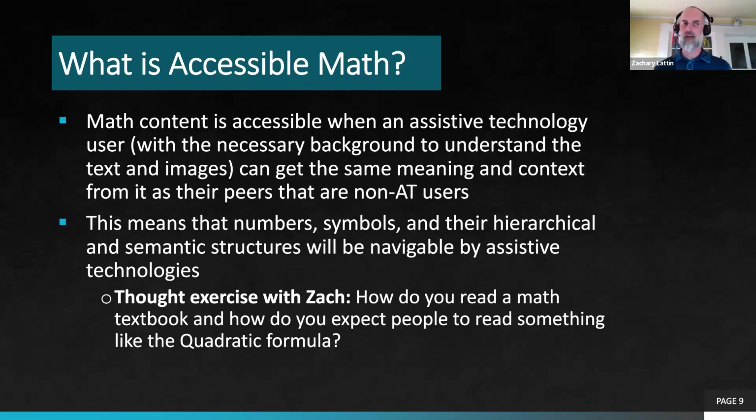So a lot of times people get hung up on this. And I just want to say that, again, it's a little bit different, and it could depend on the student's needs, or it could depend on the level at which you're teaching or creating the content. But the most important part of this is that numbers, symbols, and their hierarchical and semantic structures are navigable by assistive technologies.